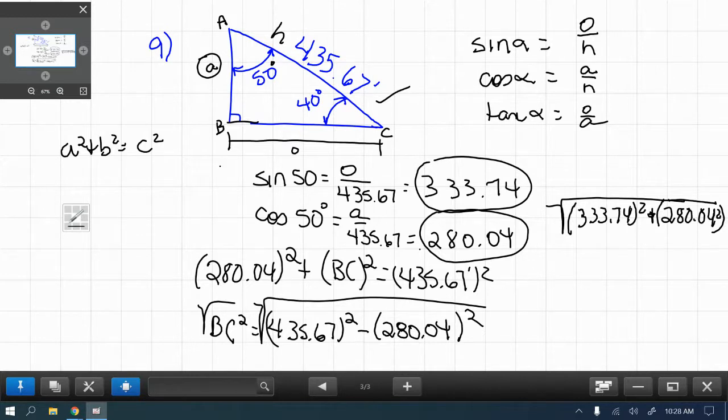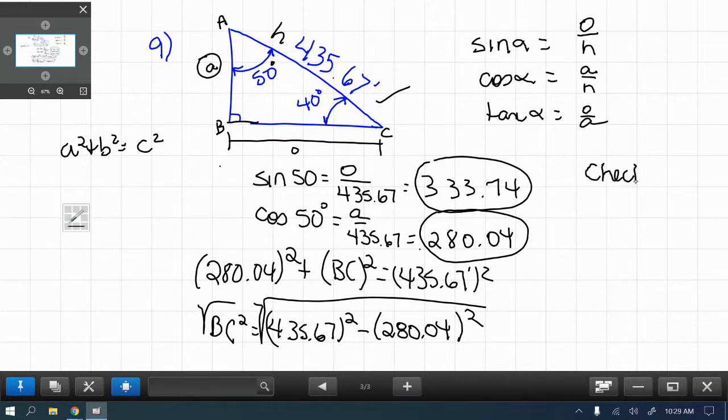It's supposed to be a plus. As a check, and I'm going to write check here. How did you put it in the calculator? The sine 50, you put 0 divided by 435? Where at? I mean, opposite? Yeah. No, you multiply that. Okay.